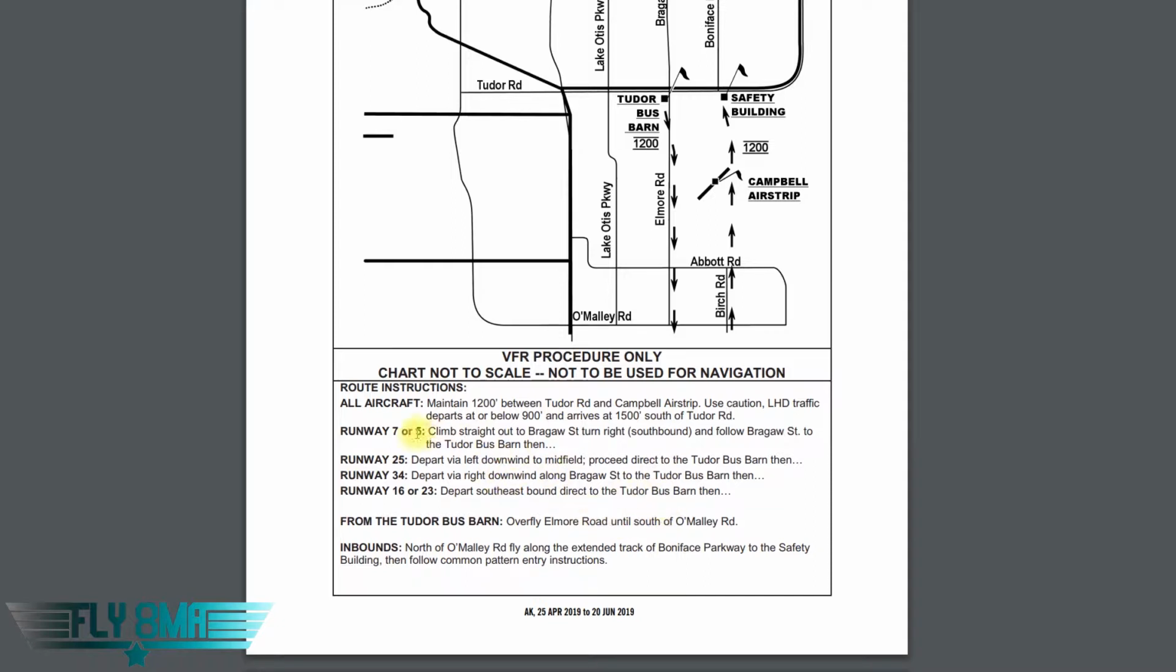And the same process applies if we're going to be using runway 25 or 34. We simply read here, and then comply with the last part, overfly Elmore Road when you're outbound until you're south of O'Malley Road.